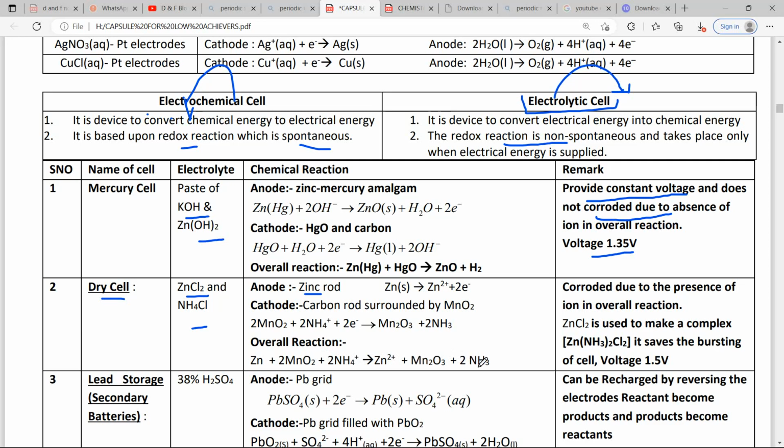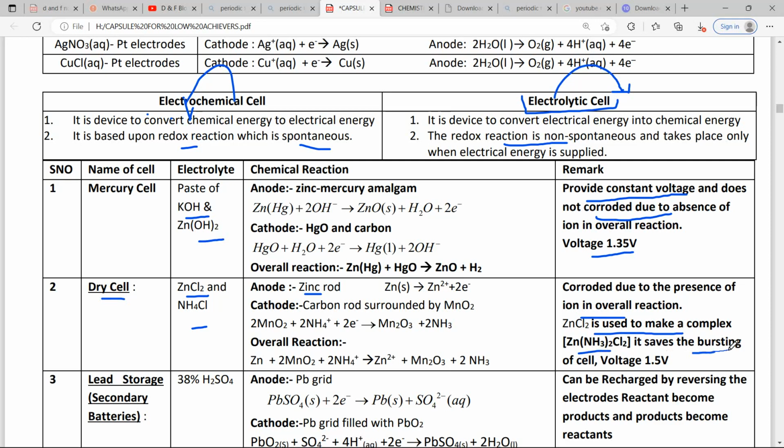Here in this dry cell, there is a normal clock battery. This is corroded due to the presence of ions in the overall reaction, right? The zinc chloride is used to make a complex. That is the role of using ammonium chloride here. Ammonium chloride paste will be used here. That is used to make a complex with the zinc so that it prevents the bursting of the cells.